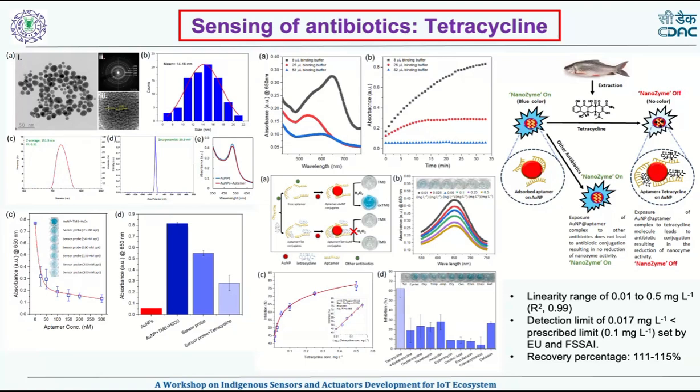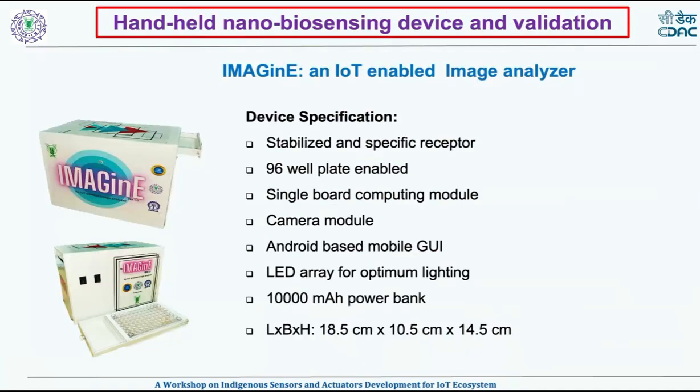But what about the sensing part, and how to take this particular mechanism from the lab to the field? So our objective of this project is to develop a small device so that it can detect the color. In that approach, CDAC has developed a sensing device. CDAC Kolkata, Dr. Sobik Pal and Shubhankar Mukherjee have developed this small device, and they have named it Imagine. This is an image-based instrument.